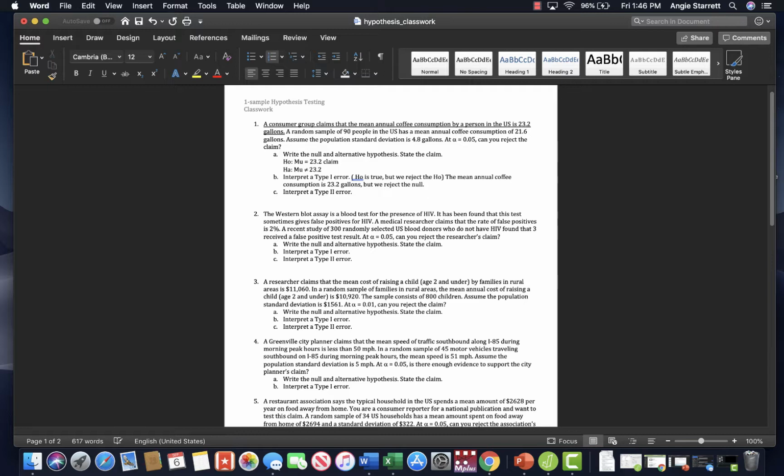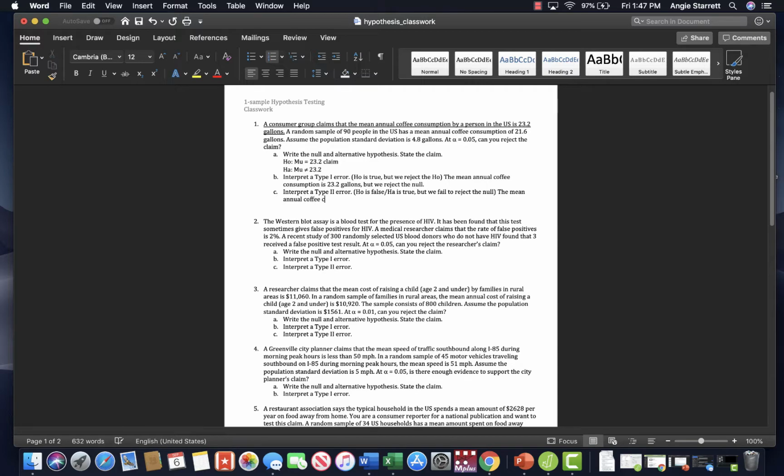All right, let's think about a type 2 error. A type 2 error is just a flip-flop of the type 1 error. A type 2 error is H naught is false, which also means that the alternative is true, but we fail to reject the null. So we're going to decide that the alternative is true. So the mean annual coffee consumption is not equal to 23.2 gallons, but we fail to reject the null. See how that's kind of a flip-flopped version of the type 1 error.